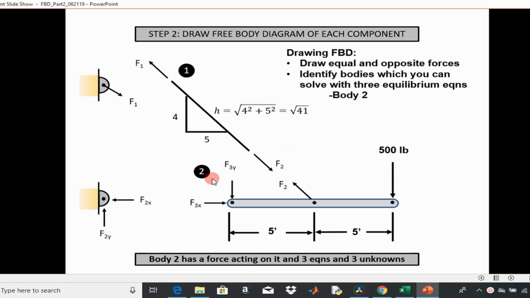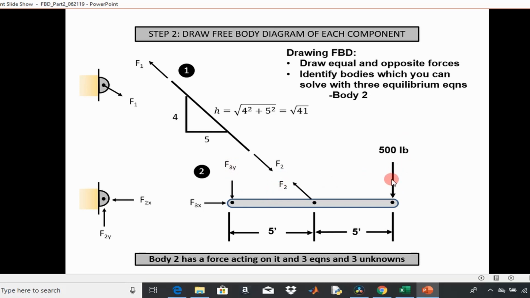So what you want to do is identify, you have 3 equations in your pocket, so you're looking for 3 unknowns and also a force to relate it to. So you can see here, member force 1, that would not be a candidate because you can't solve for anything since you don't have a force load on it. And then if you look at this member, guess what? We have 3 unknowns. This one right here, this one right here, and this one right here.